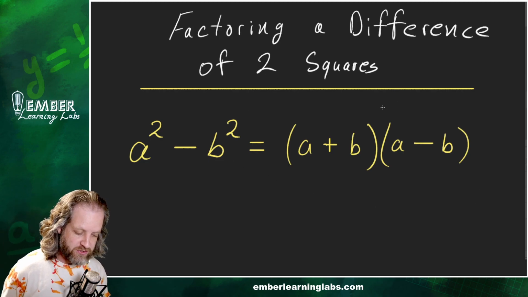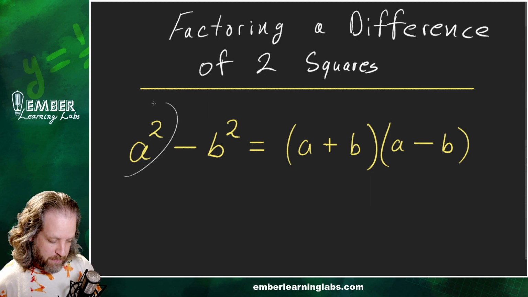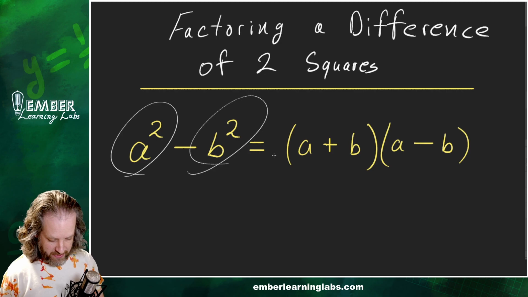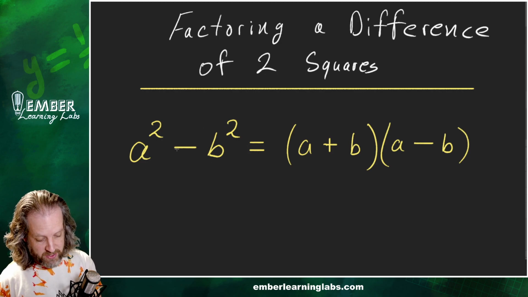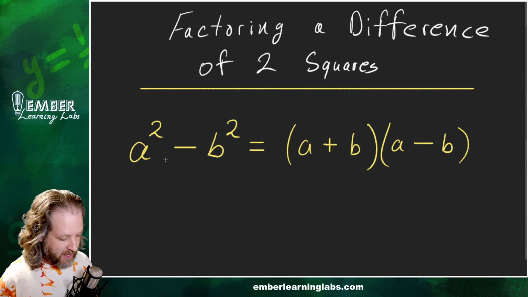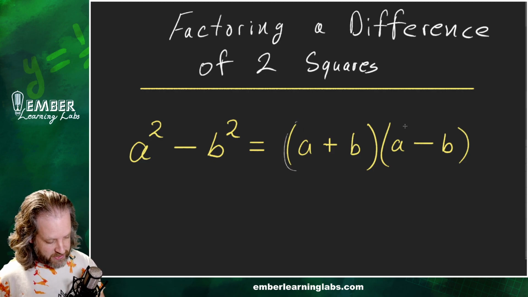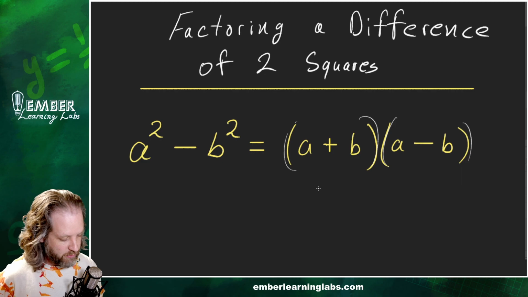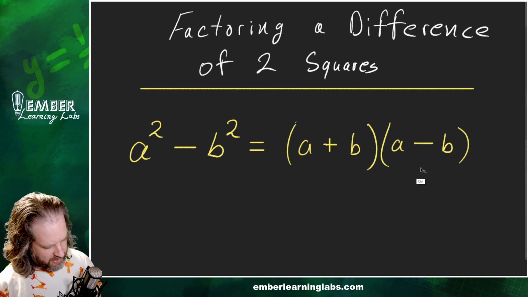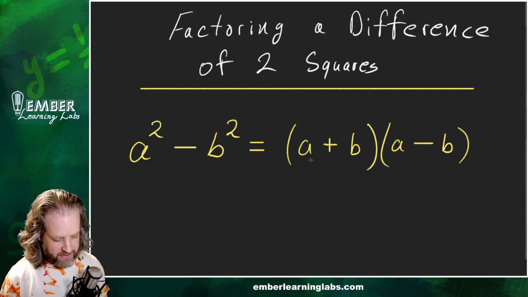So factoring a difference of two squares. We have a perfect square here and a perfect square here, and a subtraction in between them. So a difference of two squares, hence the name, right? Then it factors. We do two sets of parentheses, open, close, open, close. Now, this is hard to tell from just looking at this.